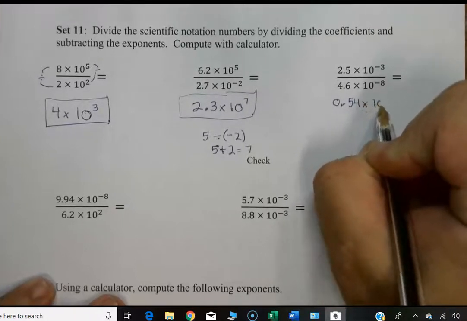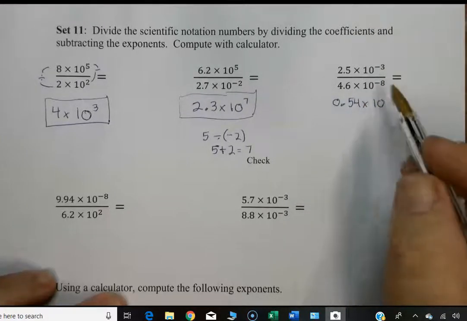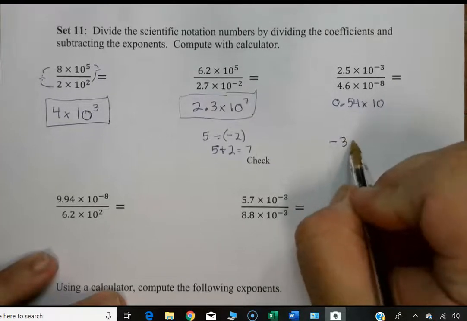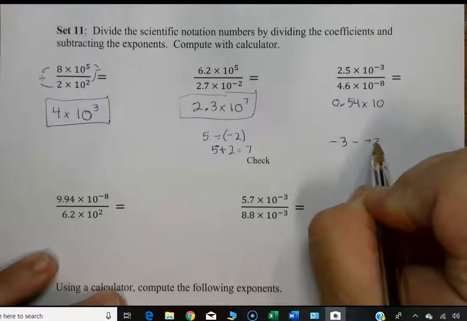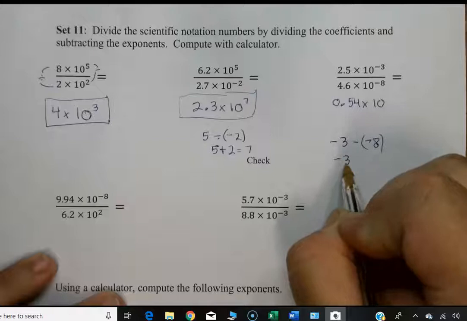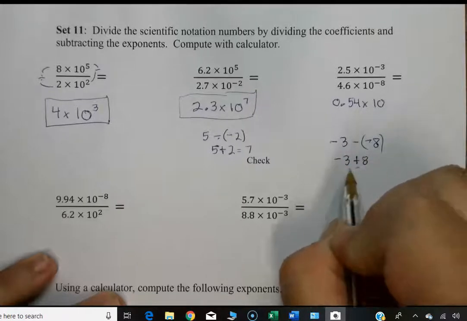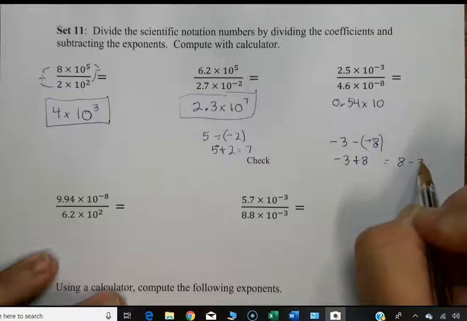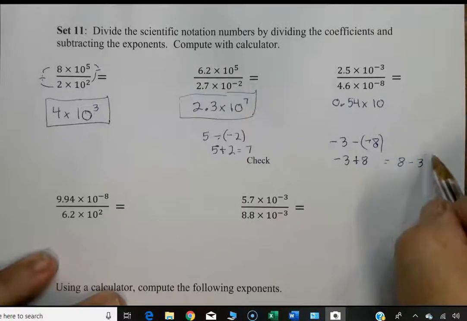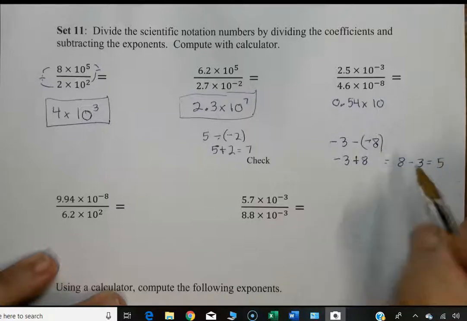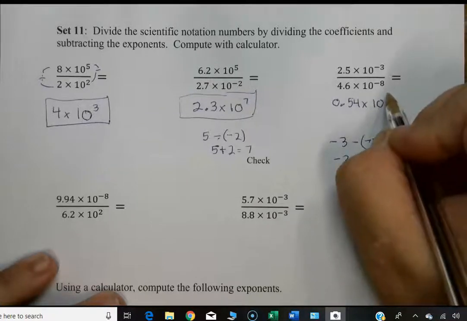Times 10, and again, I would not try to do these in your head unless you are really sure of yourself. It's minus 3 minus negative 8. A minus minus becomes a plus, so it's minus 3 plus 8. And I always like to turn these around. That's equal to 8 minus 3. Just keep the negative sign attached to the 3. And that equals 5. Be careful. Don't try to do those in your head. So that's to the 5th power.